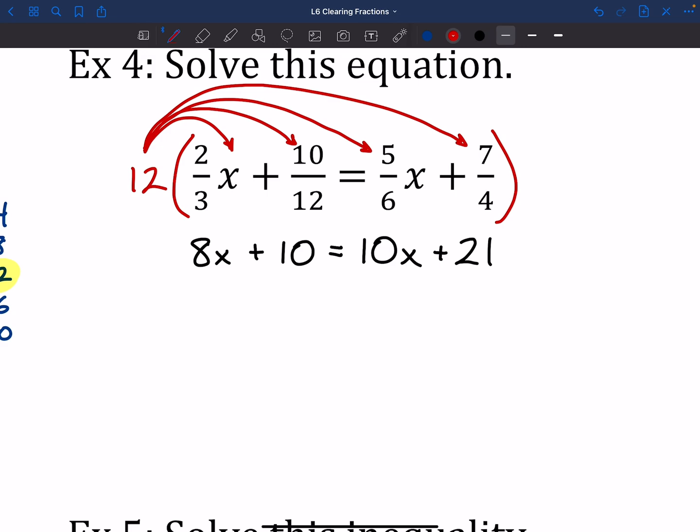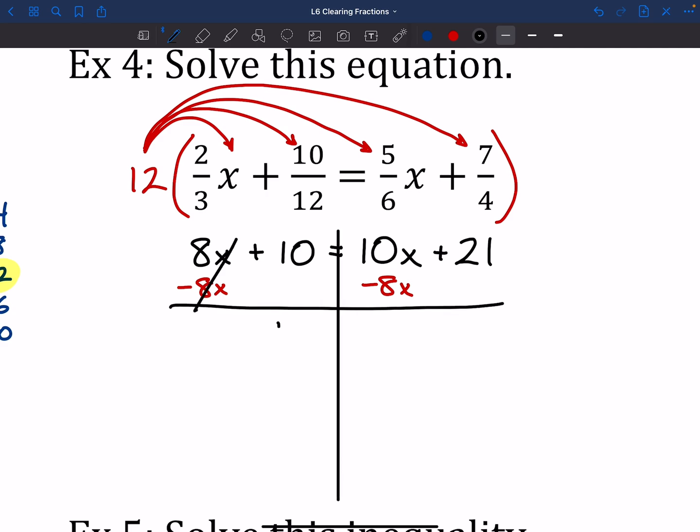All right. So from here, hopefully we know what we're doing, right? We're just moving stuff around. I'm going to move my 8x's over to the right side. When I do that, they're gone from the left. I have 10 equals 2x plus 21. And then I need to move that 21 away from the x's. So I'm going to subtract 21 on each side.